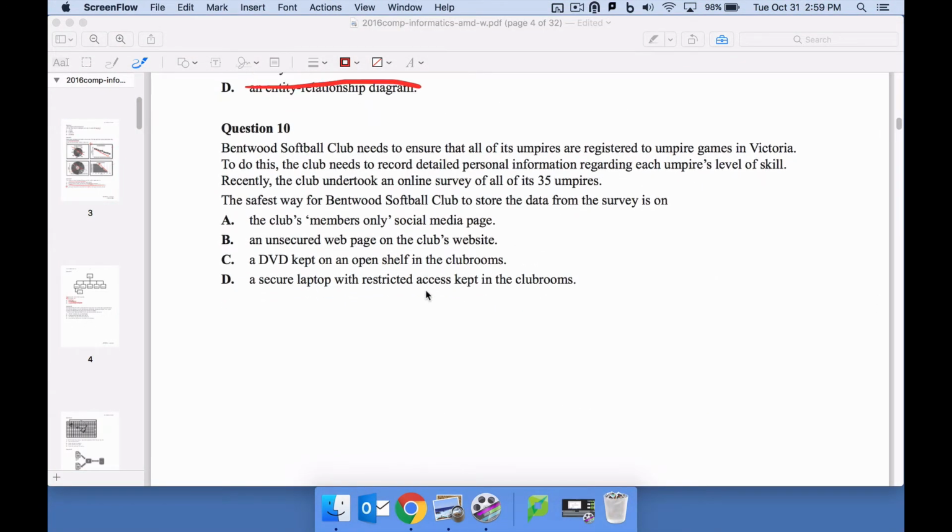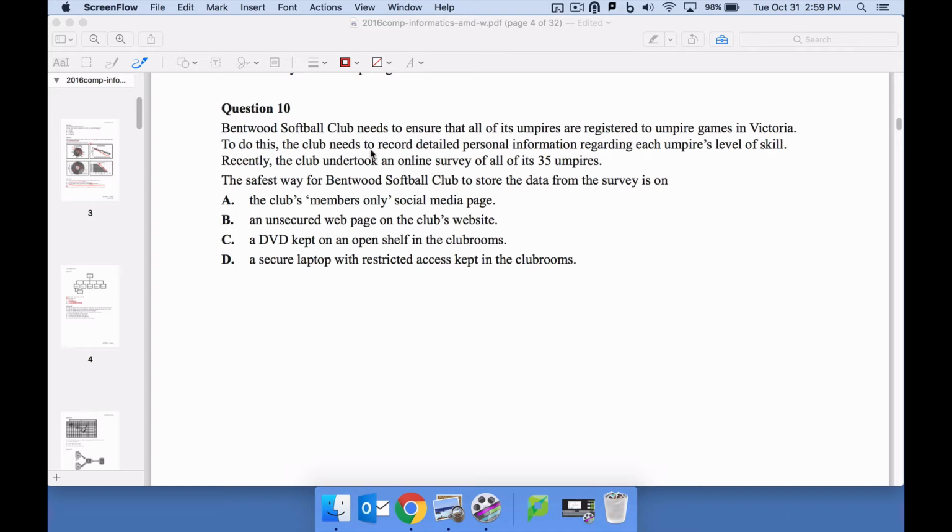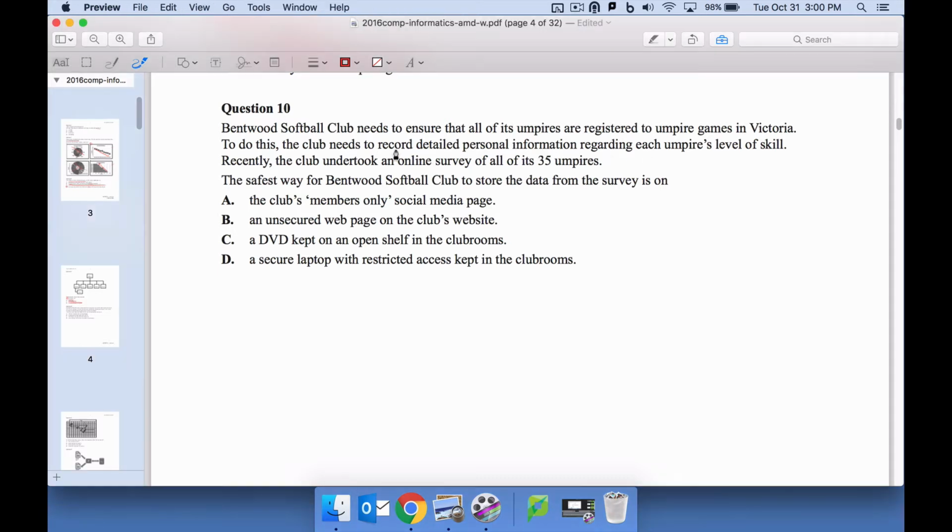Question 10. We have a small case study. Bentwood Softball Club needs to ensure that all of its umpires are registered to umpire games in Victoria. To do this, the club needs to record detailed personal information regarding each umpire's level of skill. Highlight that, detailed personal information. Recently, the club undertook an online survey of all of its 35 umpires. The safest way for Bentwood Softball Club to store the data from this survey is on what?